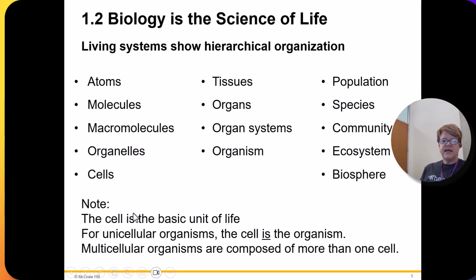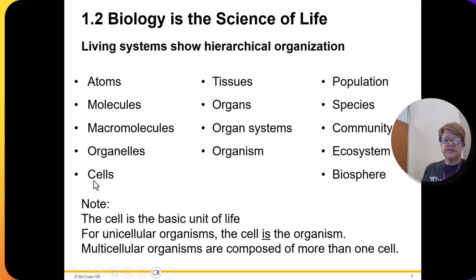Okay, so the cell is the basic unit of life. That means that the cell is the smallest thing on this list that's considered alive. An organelle by itself is not considered alive. An atom is not considered alive. So when we say the basic unit of life, what we mean is the item that by itself can be considered alive. Now, the atom is the basic unit of chemistry, but cells are considered the building block, the basic unit of life. That's the first thing that's considered alive. So that's the language that we use there.